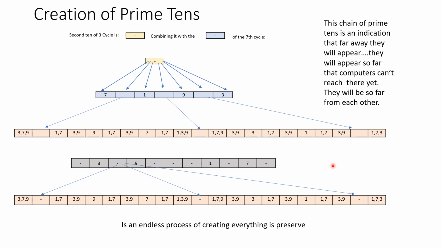What I am saying is that they are not going to disappear, they are not going to pull away forever, they are not going to be destroyed, because this is a process of creating. This is a process where every time you are going to have more and more prime tens in the symmetric prime cycles that are underneath the real number line.